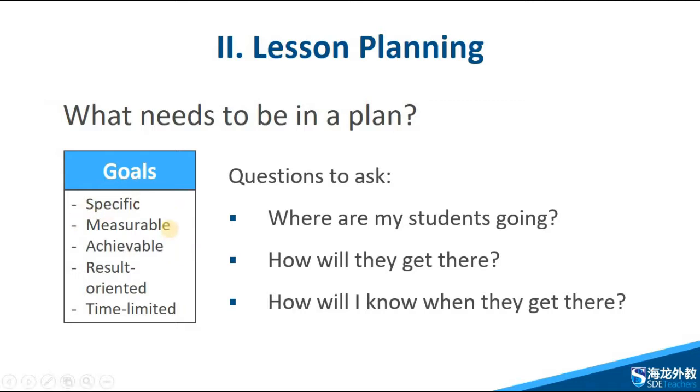Measurable. This is about saying that there is some parameter within my goal that makes it clear how I will measure the success of this goal. So is it writing 5 sentences? Is it answering 10 questions, for example? Specific, that I'm very clear in what sort of language my students are going to achieve this goal. Are they going to speak? Are they going to write? Are they going to answer questions? And perhaps what particular structures they'll be using, what vocabulary.